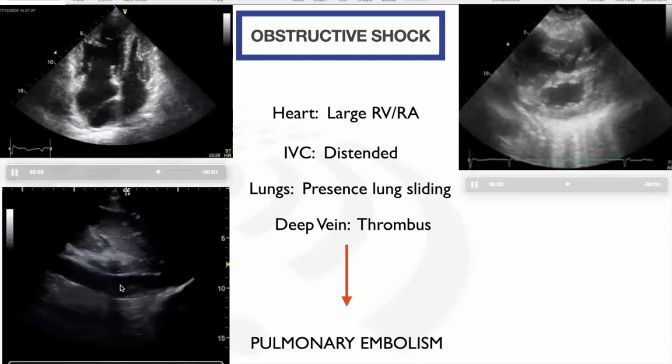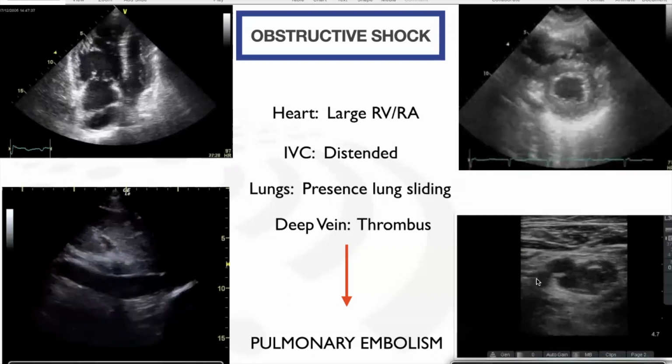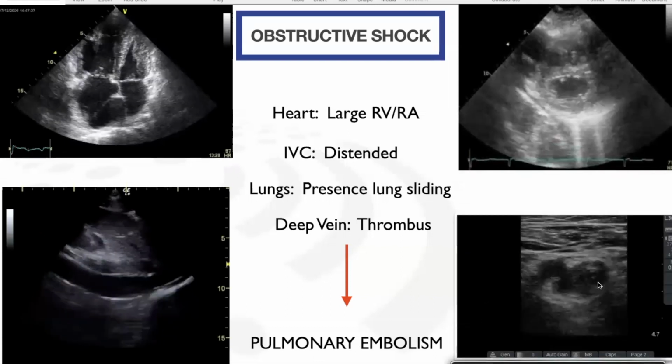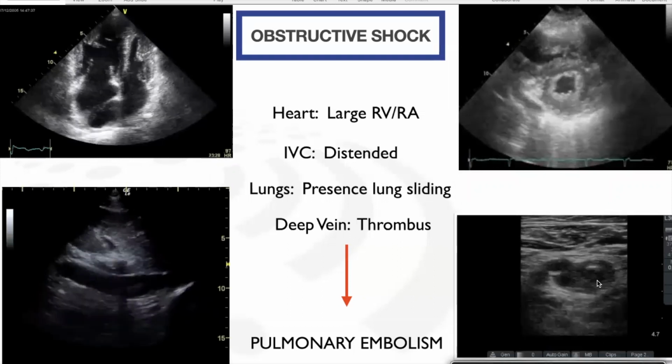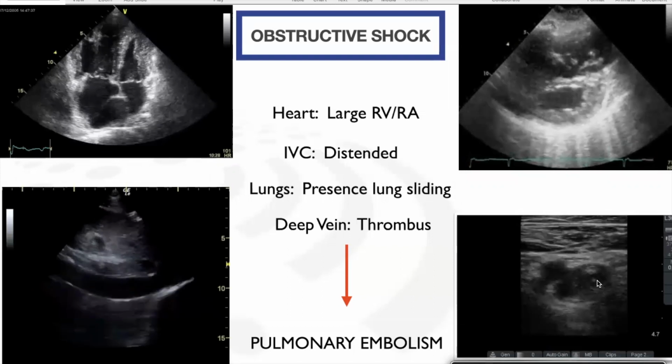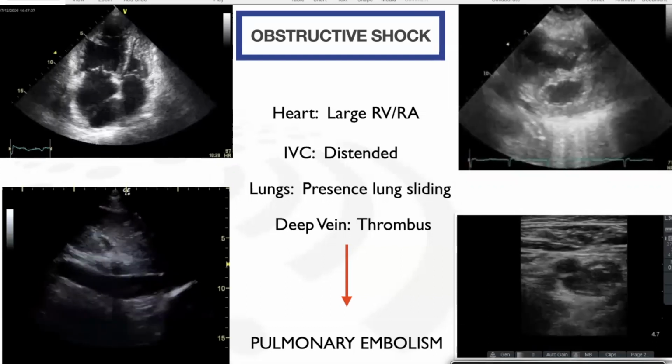distended IVC, and presence of thrombus in the peripheral veins. So suggestive of DVT. So this sums up to the diagnosis of possible pulmonary embolism.